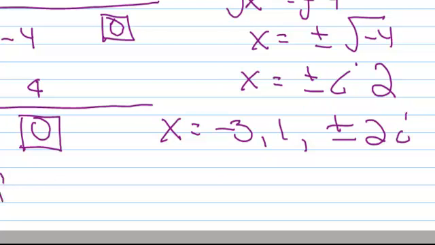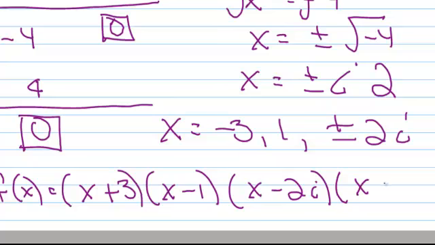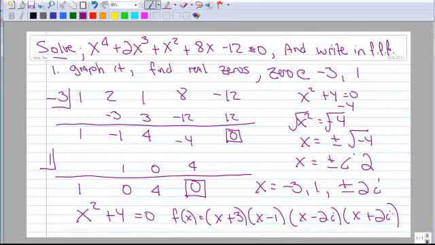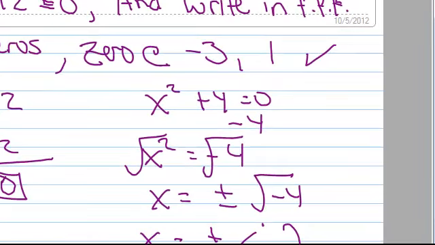Let's also write it in the fully factored form. So I have x minus the 0, and x minus the 0, and x minus the 0, and x minus, a minus is a plus, 2i. So here's a case where I used synthetic division twice with each of my real zeros.